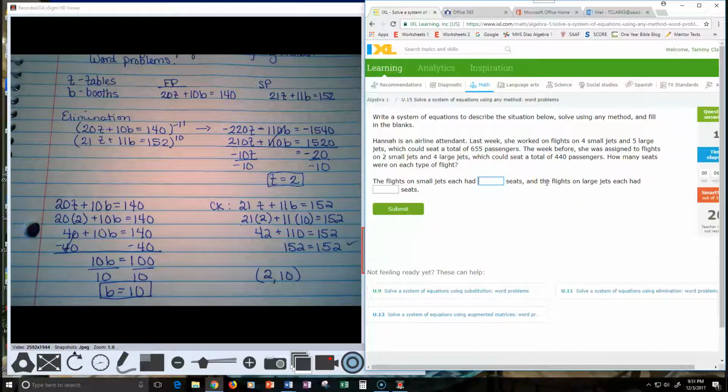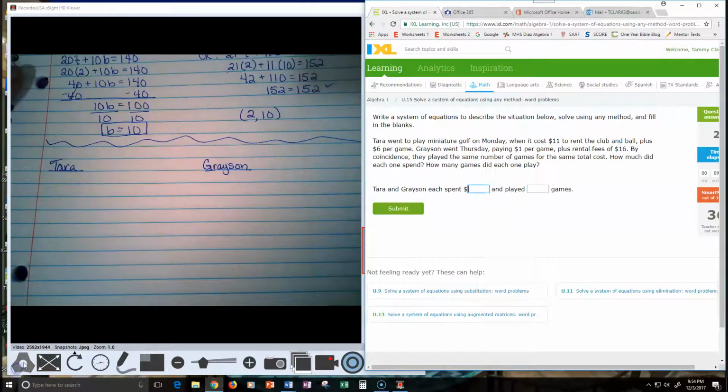All right, let's see if we can find one where we have to do a different type of setup. On this one, Tara went to play miniature golf on Monday, and it costs $11 to rent the club and ball, plus $6 per game. Grayson went Thursday, paying $1 per game, plus rental fees of $16. By coincidence, they played the same number of games for the same total cost. How much did each one spend? How many games did each one play?